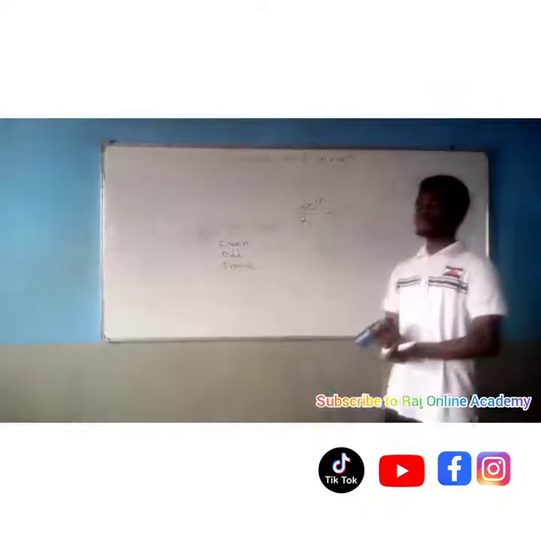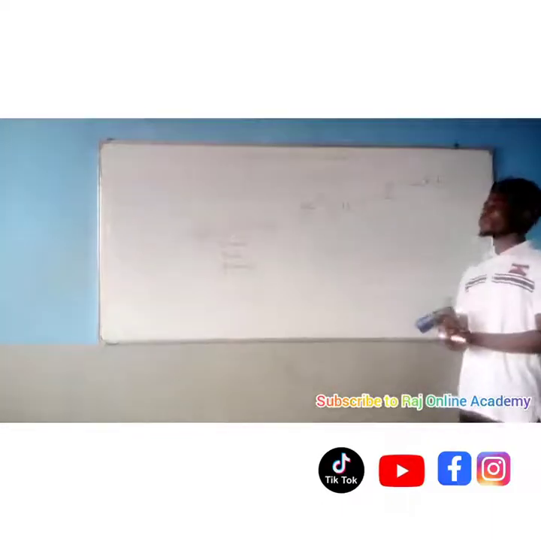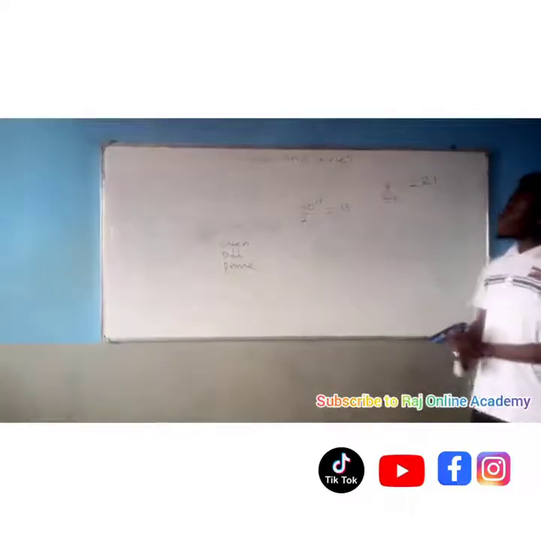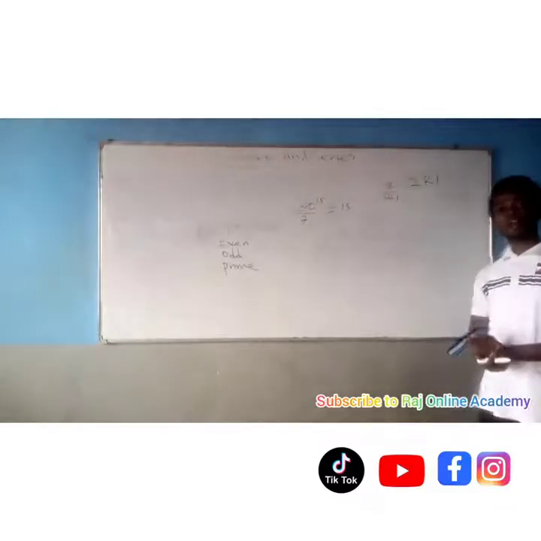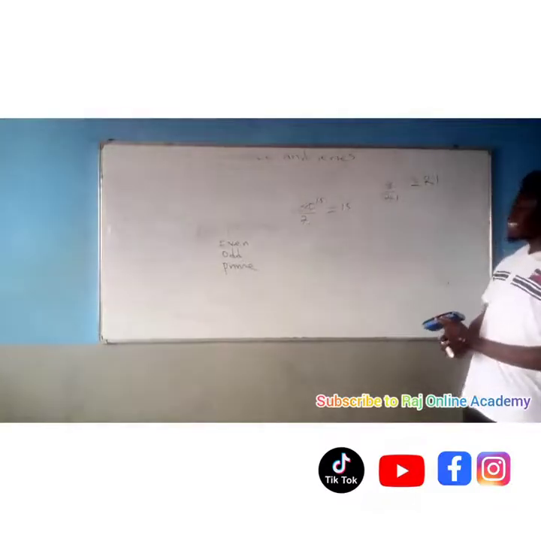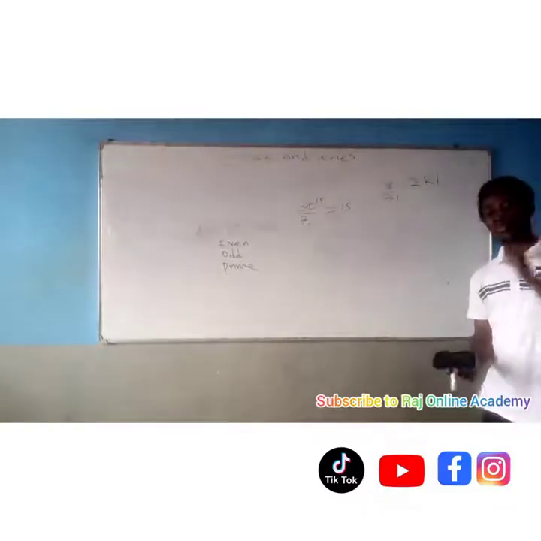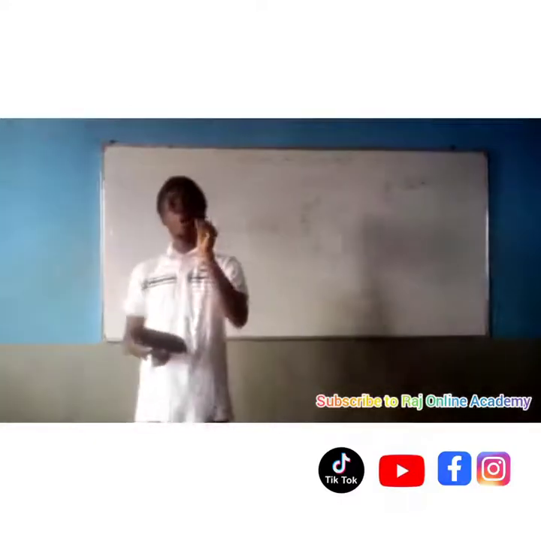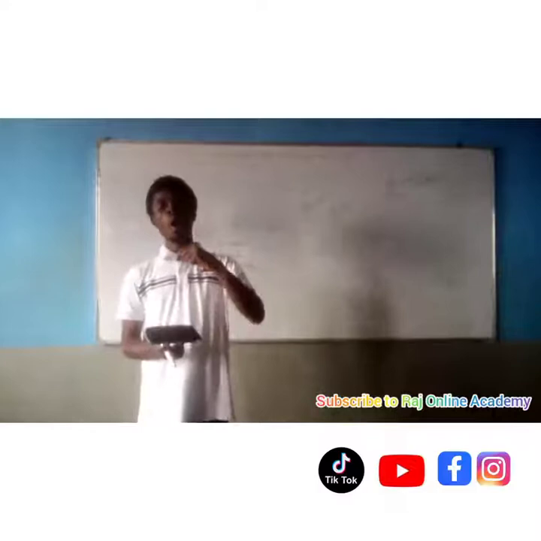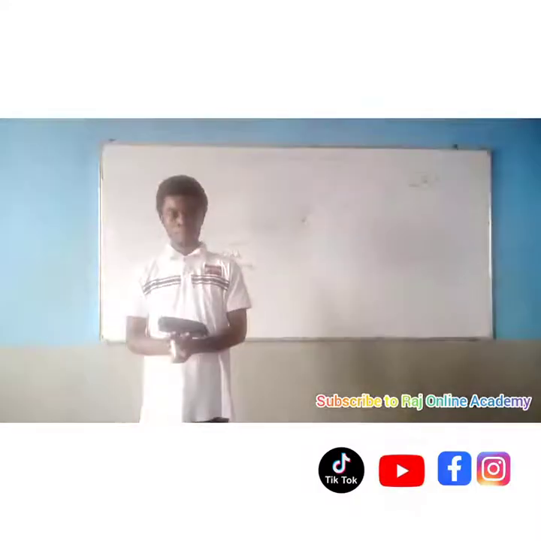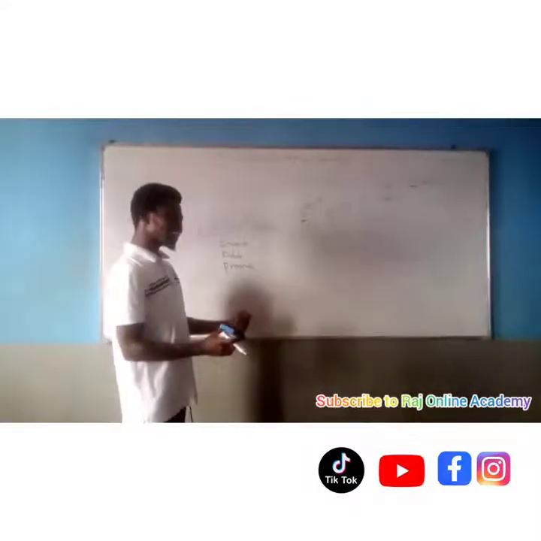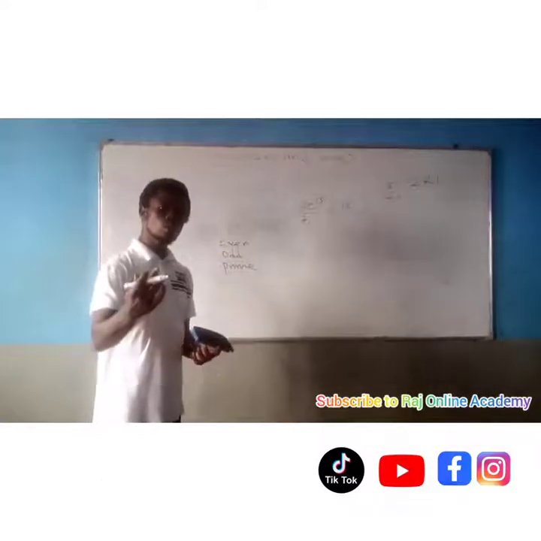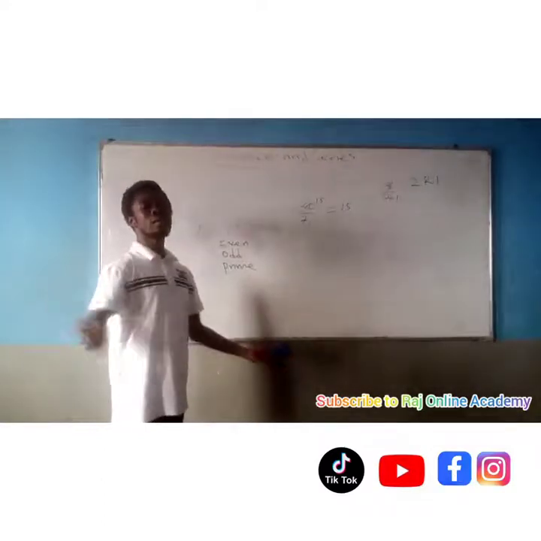Let's explain briefly about prime numbers. What are prime numbers, or prime factors? Prime numbers or prime factors are numbers that have only 2 factors: 1 and the number itself. Prime numbers are numbers that have only 2 factors, 1 and the number itself.